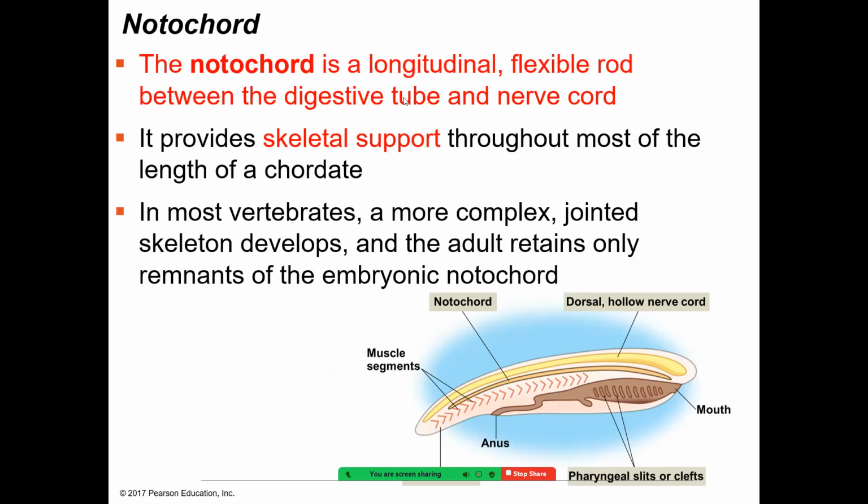So the notochord is a longitudinal flexible rod between the digestive tube and the nerve cord. So again, you can see it's this orange color here. It provides the skeletal support throughout most of the length of the chordate. In most vertebrates, a more complex jointed skeleton develops and the adult retains only remnants of the notochord. So this would be the tissue that would ultimately become the skeleton if you're talking about Homo sapiens and other more complex vertebrates.